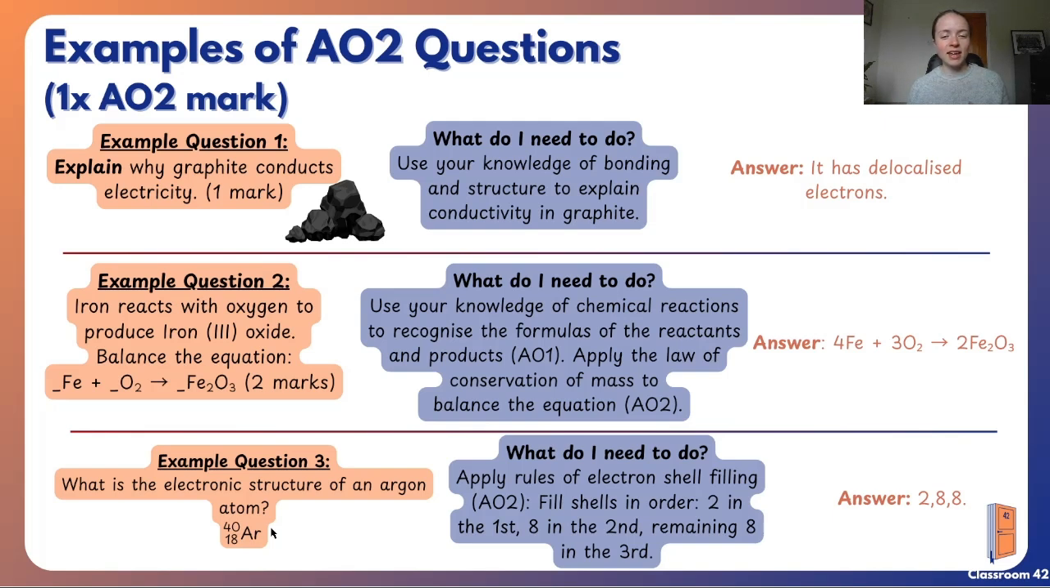So what you need to do here is apply the rules of electron shell filling that you would have covered during your lessons. So remember that in the first shell of an atom, you can only have 2, 8 in the second, 8 in the third, and then the rest of it's not relevant to this question. Essentially we make sure we add up until we get to 18. So 2 in the first, 8 in the second, and 8 in the third takes us to 18 electrons in total, which gives us the answer 2.8.8.